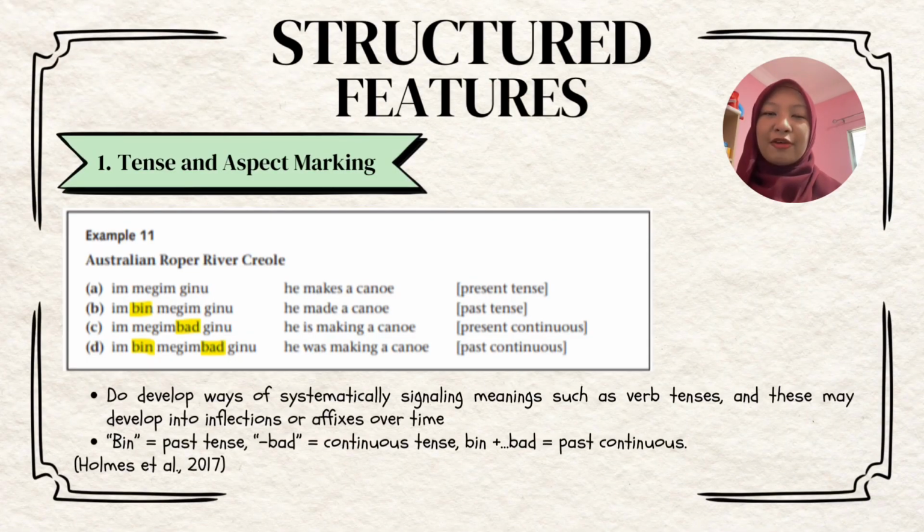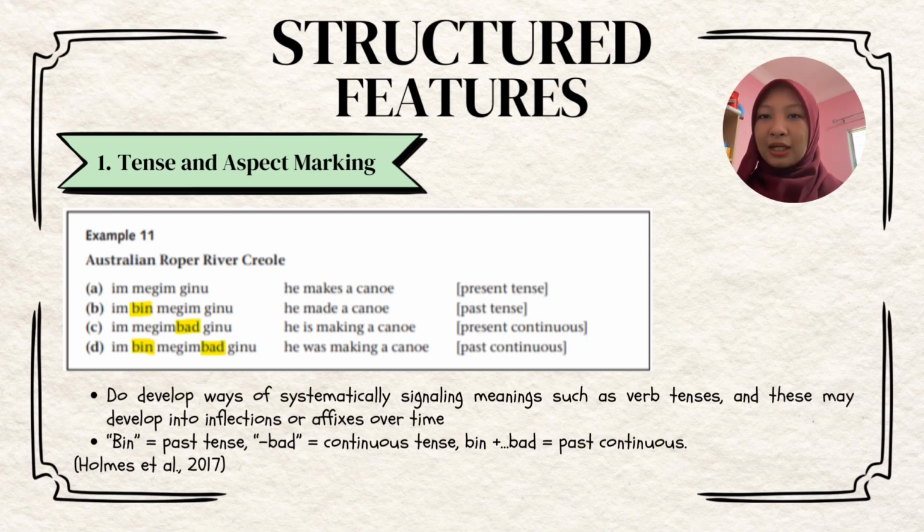Structural features. First, tense and aspect marking. Creoles do develop ways of systematically signaling meanings such as verb tense, and these may develop into inflections or affixes over time, unlike pidgin languages which do not use affixes to signal meanings.